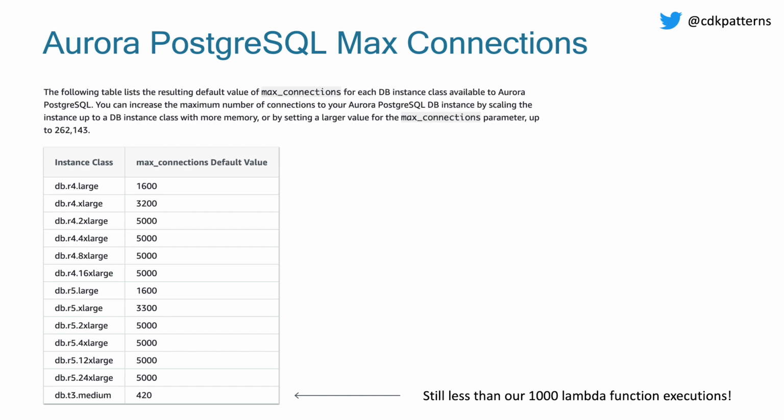Then if we look at Postgres, most of these instance sizes are good, but if we look at the bottom one, db.t3.medium, it's 420. So again, it is still possible to cause the same problem with this database setup.